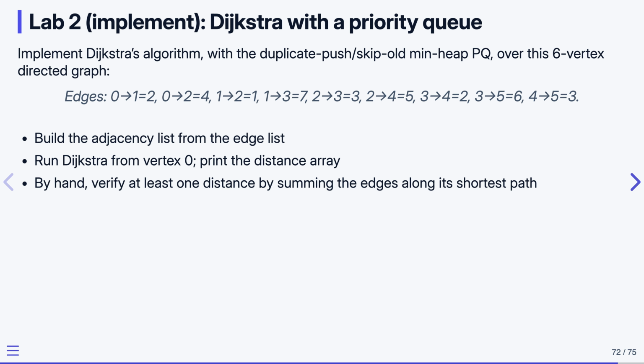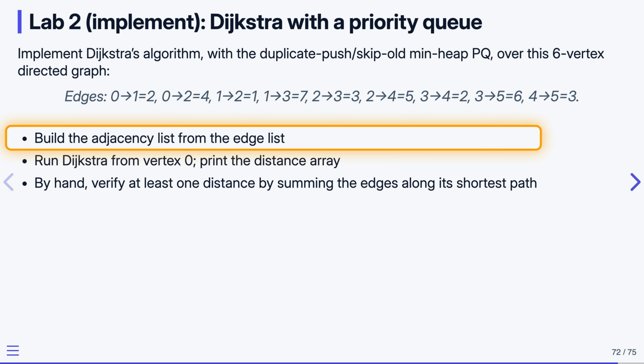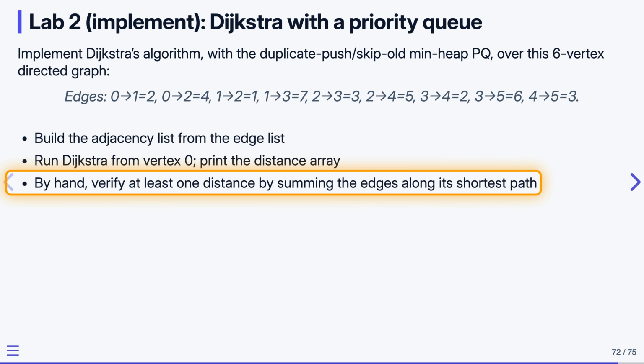For Lab 2, you will implement Dijkstra's algorithm with a priority queue. This is the version that pushes duplicates and skips old entries. Give it a try. The graph has 6 vertices and 9 directed edges. For example, the edge from 0 to 1 has weight 2, and the edge from 2 to 3 has weight 3. First, build the adjacency list from the edge list. Then run Dijkstra from vertex 0 and print the distance array. Finally, by hand, check at least one distance by adding the edge weights along its shortest path.